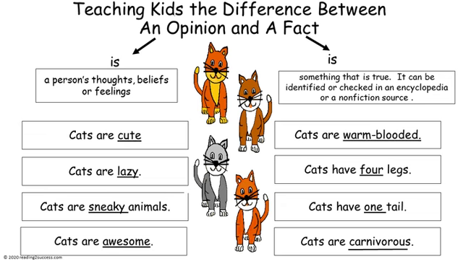Let's look at our four sentences. Cats are warm-blooded. That can be checked in an encyclopedia or a nonfiction source. Cats have 4 legs. That can be identified by looking at cats. Cats have 1 tail. That can be identified by looking at cats. And cats are carnivorous can be checked in an encyclopedia or a nonfiction source.